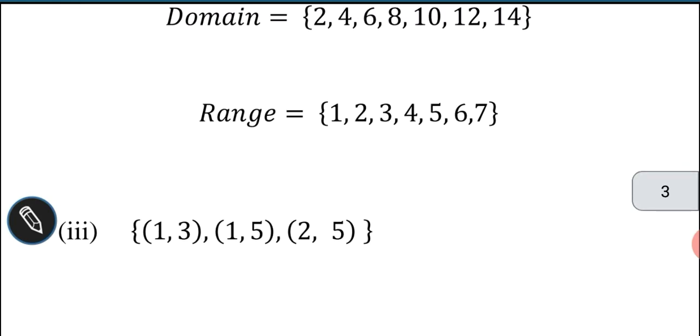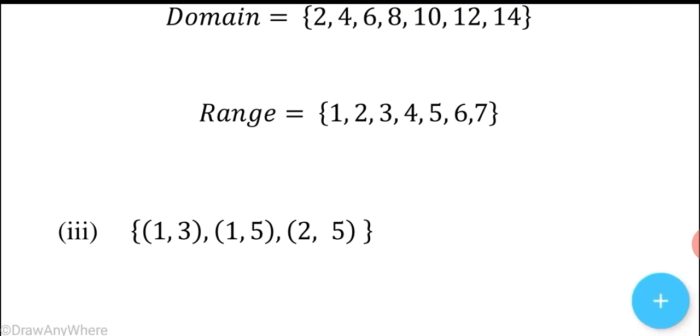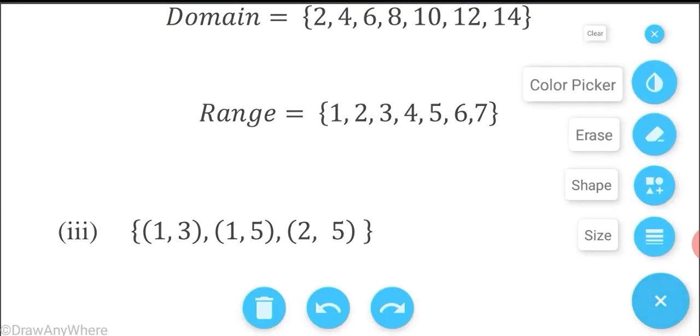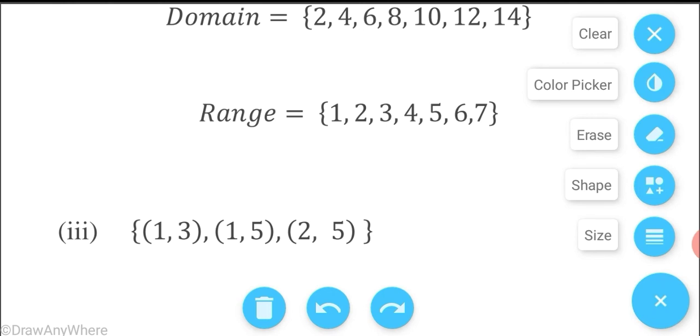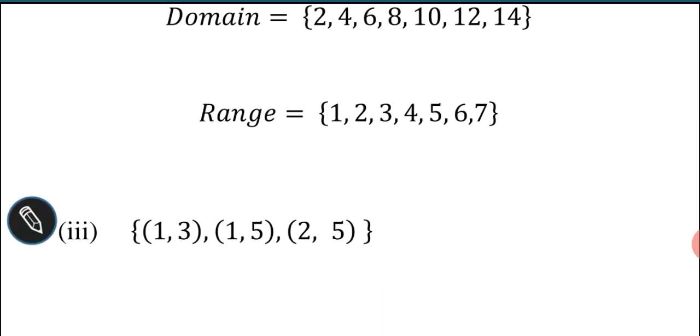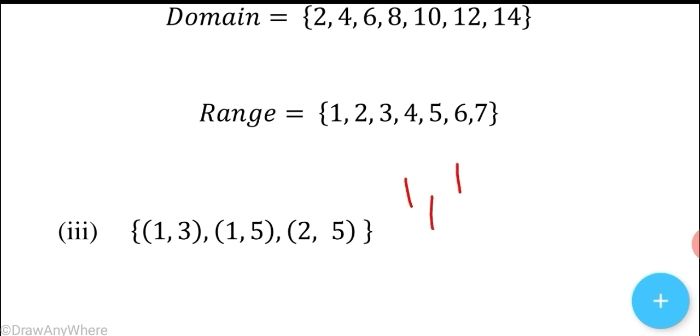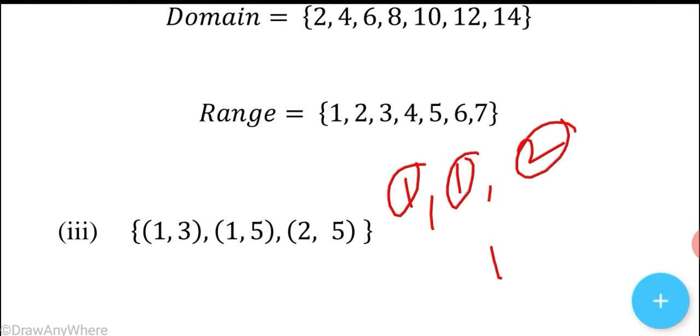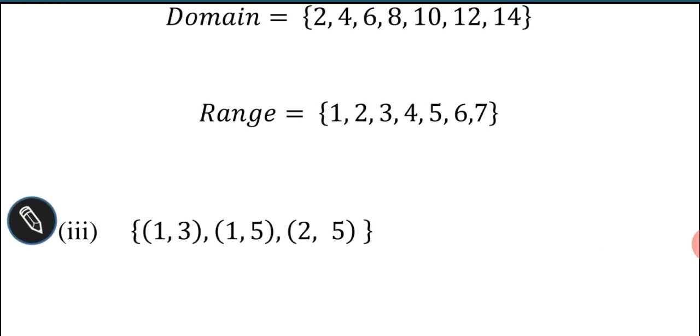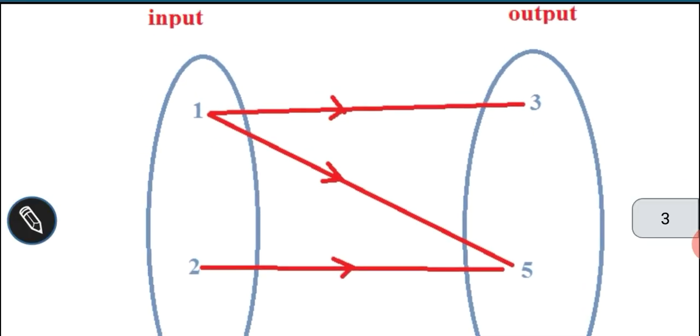The next question is (1, 3), (1, 5), (2, 5). In this question, on the input side we have 1, 1, 2. We have 1 two times, but we should write 1 only one time on the input side. And 2. So in the inputs we have 1 and 2.